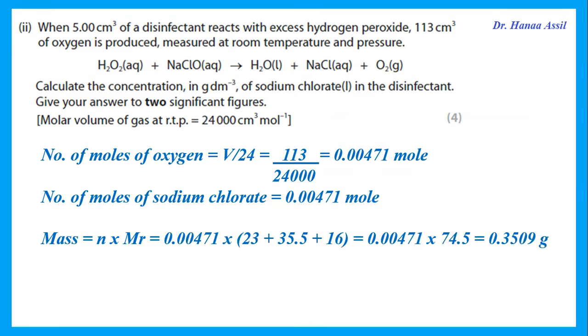Then what do we want? We want concentration, in gram per decimeter cube. So I want the mass. The mass is number of moles times Mr of the NaClO. This gives a mass of 0.35 grams. Now we want concentration, so that is the mass over the volume, and that gives me 70 grams per decimeter cube. Remember that the volume of the disinfectant was 5 centimeter cubed, but we have to divide it by 1,000 to change it to decimeter cube before we put it into the equation.